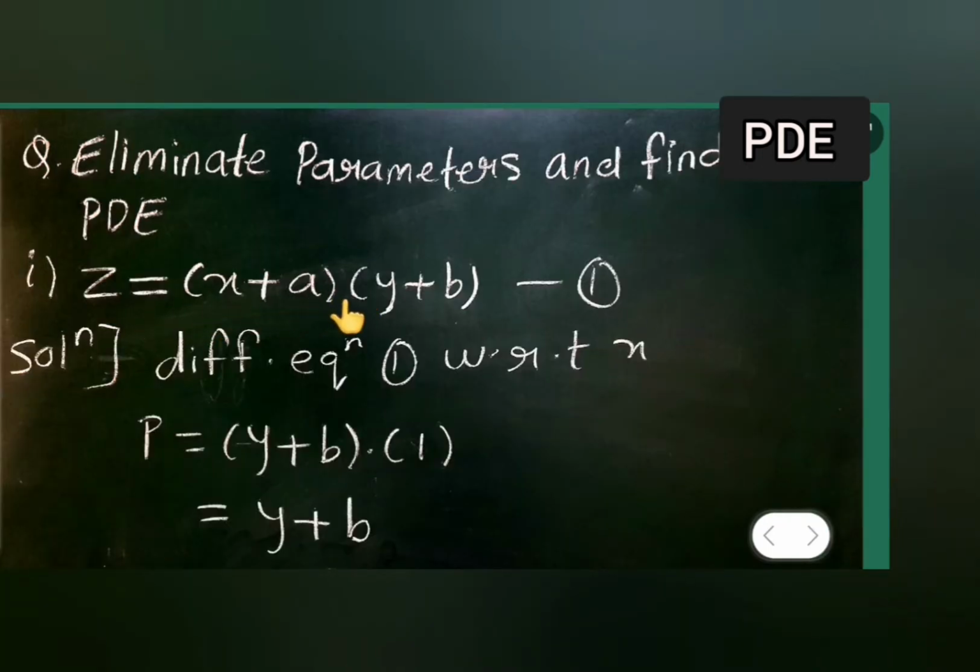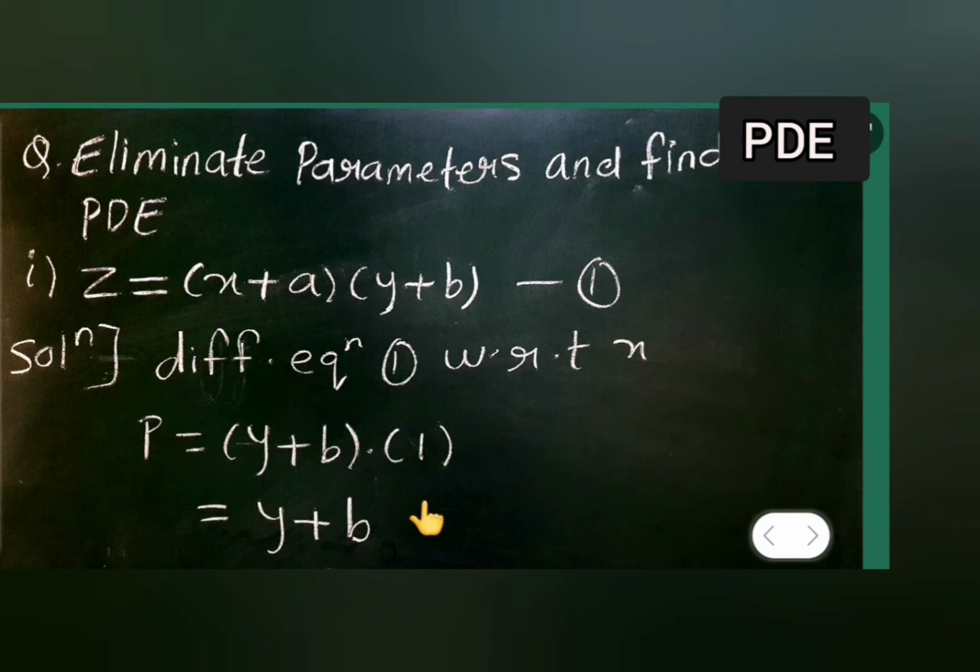So z is equal to (x plus a) into (y plus b). Take it as 1. If I differentiate equation 1 with respect to x, what am I going to get? z differentiated with respect to x is nothing but p. So p is equal to, differentiating with respect to x, y plus b, and the differentiation of x is 1, which is nothing but y plus b. So p is equal to y plus b.